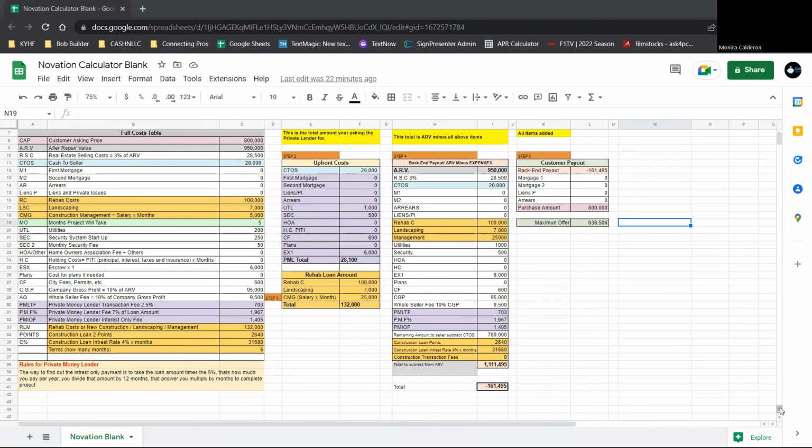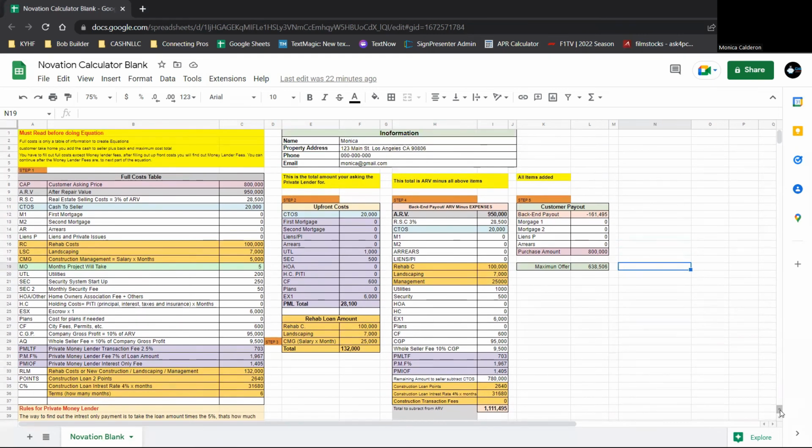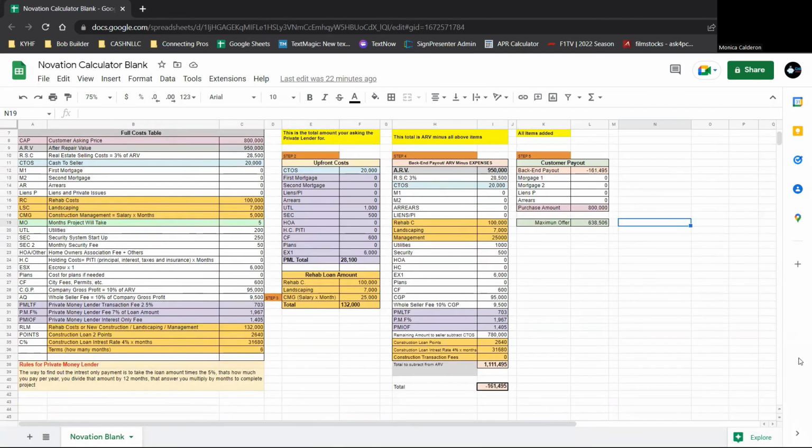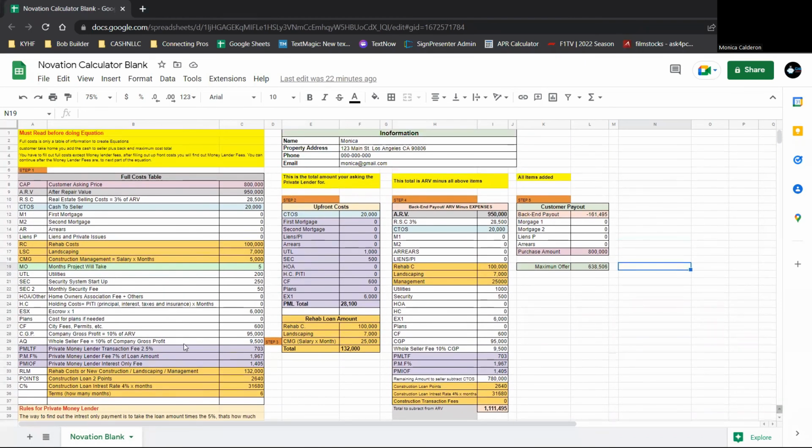And okay, guys, so this would be our Novation calculator. Let us know what you guys think. Obviously, many things may vary depending on every situation. You guys might have better private money lenders.